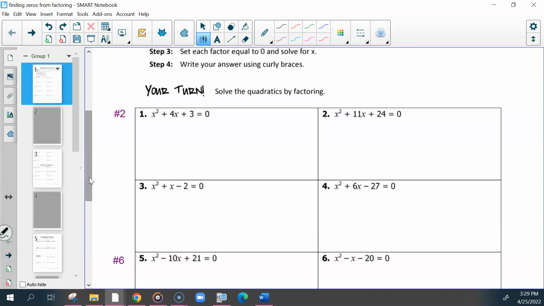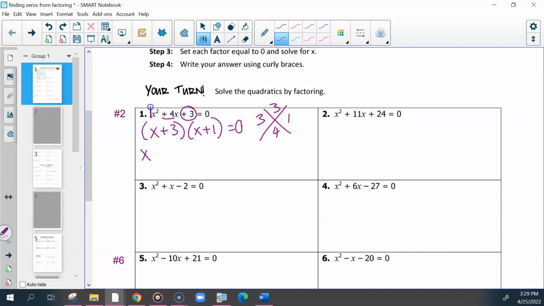So this first one is an example where you have an a that's 1. So we're looking for two numbers that multiply to be 3, add to be 4. If you're still using the x, that's fine. So two numbers that multiply to be 3, add to be 4, that would be 3 and 1. So our factors would be x plus 3, x plus 1. Don't forget that this equals 0. That's why we're setting both factors equal to 0.